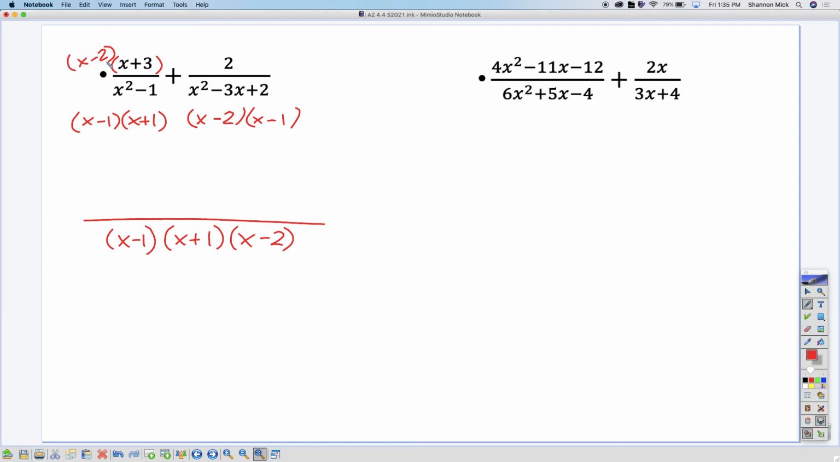So the fraction on the right, or the rational number, it's missing an x plus 1. Does everyone see that? Yeah. So I need to multiply by what? 2x plus 2.